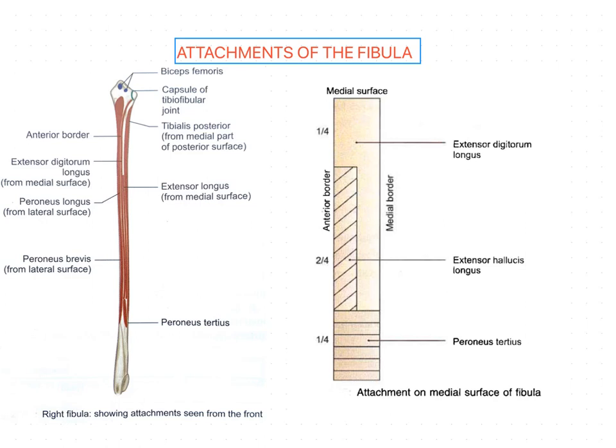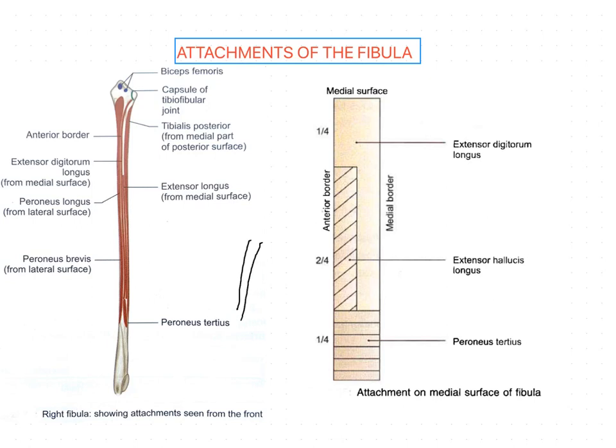Dear students, welcome back. In the previous session, we discussed the fibula, its bony parts, borders and surfaces. Now in this session, we are going to discuss the attachments of the fibula. As we know, on the anterior aspect of the fibula we have two borders: one is the anterior border and another is the interosseous border. Both are very closely related on the anterior aspect.